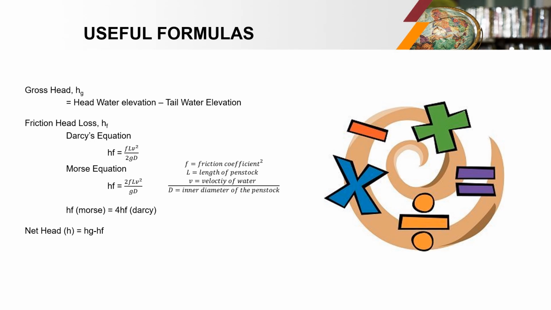Binawas na natin sa gross head yung frictional head loss natin. So that is already our net head. So that is equivalent to Hg minus Hf, or the gross head minus the frictional head loss.